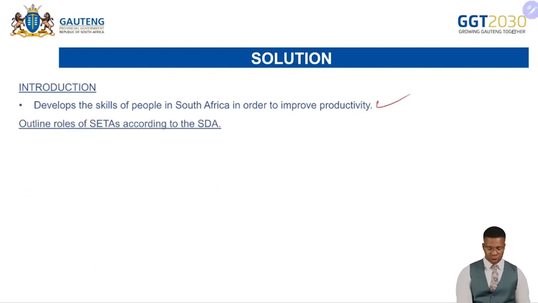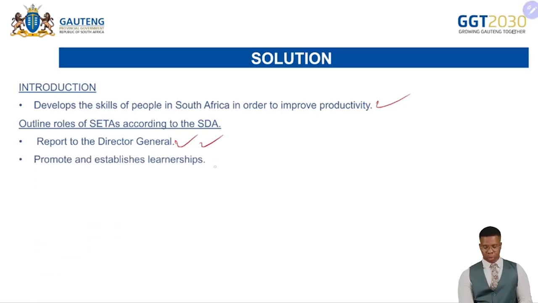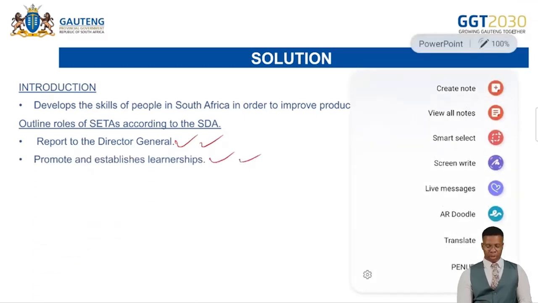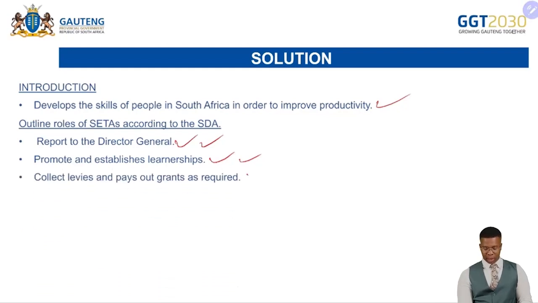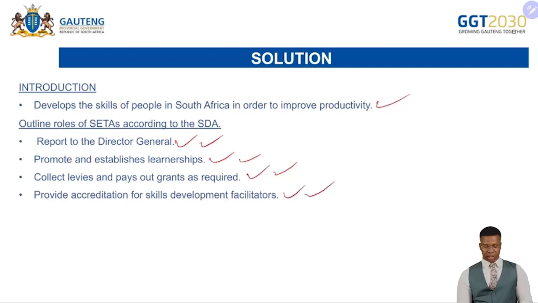And then when you move on, the first subheading is to outline the role of setters according to the Skills Development Act. The role of setters is to report to the Director General. Another one is to promote and establish learnership programs. Another one is to collect levies and pay out grants as required. And another one is to provide accreditation for skills development facilitators.